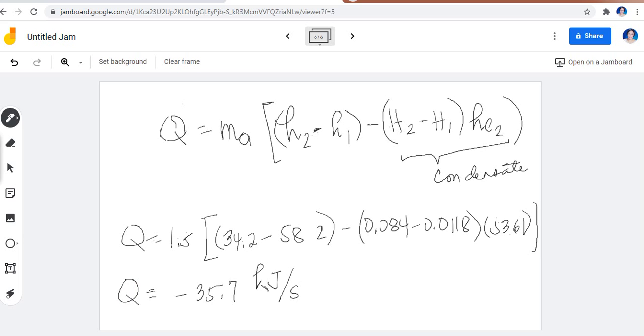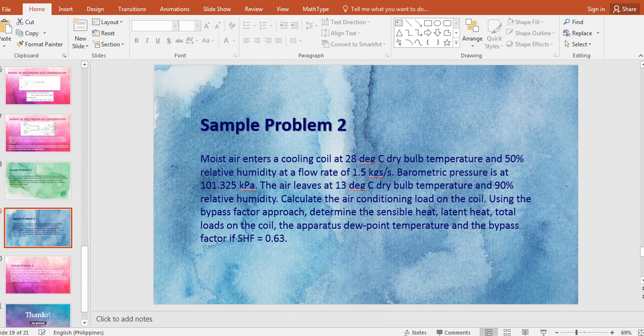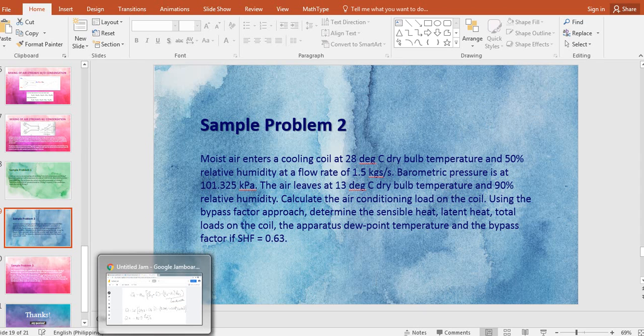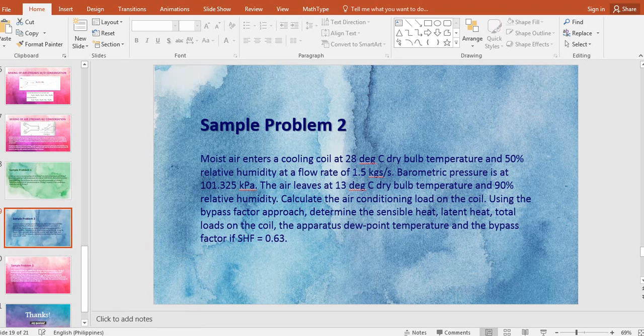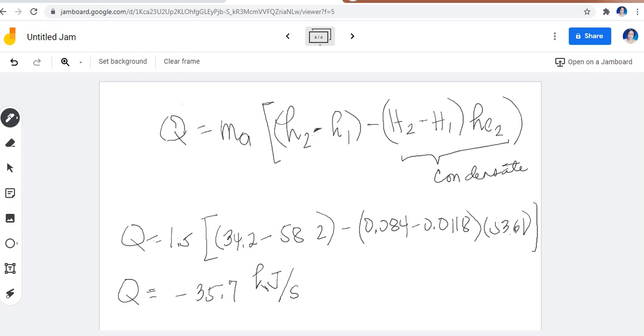Okay, this is for the Q, for your water vapor air mixture in this case. So let's go back. Why is it negative in the first place? You can see that your moist air enters a cooling coil. So it will be cooled, and as such, your air water vapor mixture is going to release an amount of energy that will enable it to decrease its temperature, or to cool down. That explains the Q, which is negative 35.7. So this is your Q if you consider the condensate.